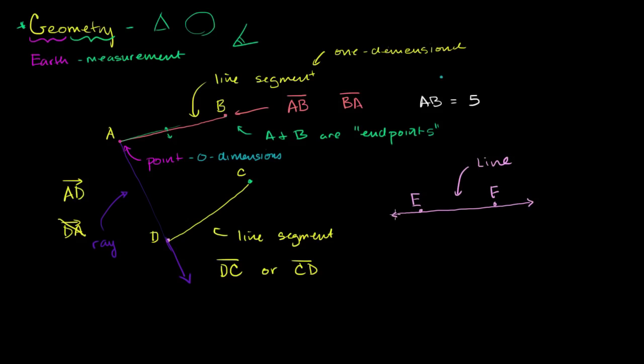Now notice, a line never ends. You can keep going in either direction. A line segment does end. It has endpoints. A line does not. And actually, a line segment can sometimes be called just a segment. And so you would specify line EF with these arrows just like that.